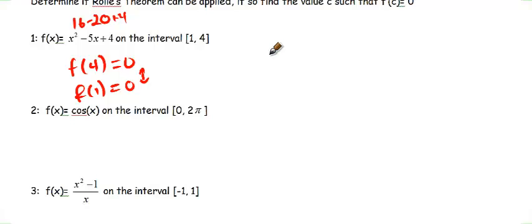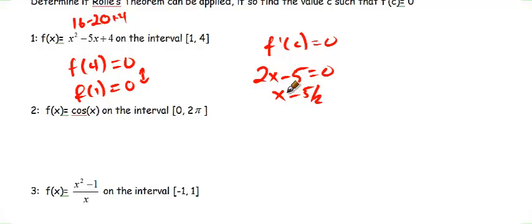Alright, so what we're going to do is find f prime of c and set that equal to 0. So the derivative, 2x minus 5, set that equal to 0. x equals 5 over 2. And that is the point where the graph is going to be horizontal, where the derivative equals 0.